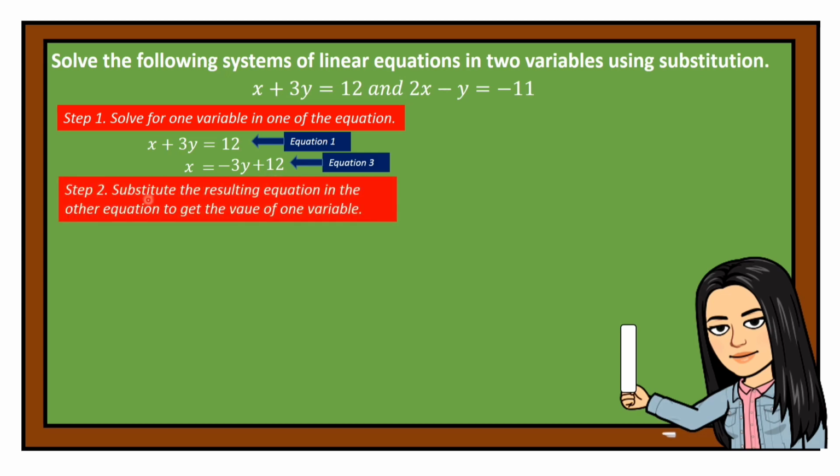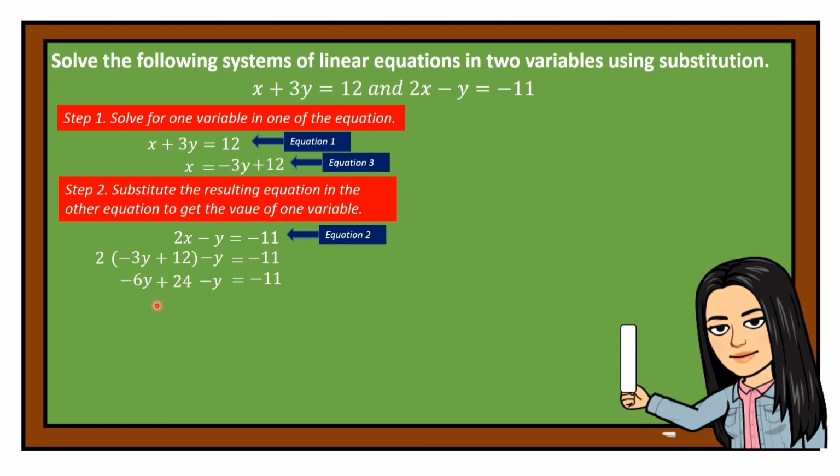Step 2: substitute the resulting equation in the other equation to get the value of one variable. Since we already used equation 1, let us use equation 2, which is 2x minus y equals negative 11. Copy 2, and then x will be substituted by negative 3y plus 12, which is the value we got in step 1. Copy minus y from the original equation 2, equals negative 11. Let us solve. 2 times negative 3y is negative 6y, and 2 times 12 is positive 24. Then copy negative y equals negative 11.